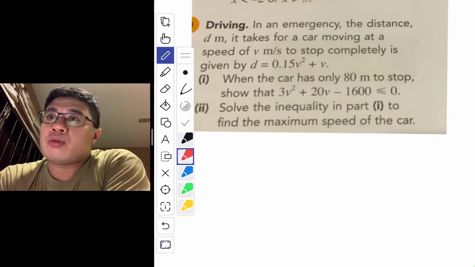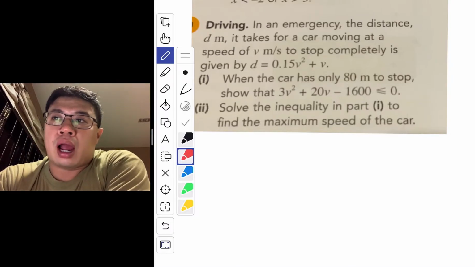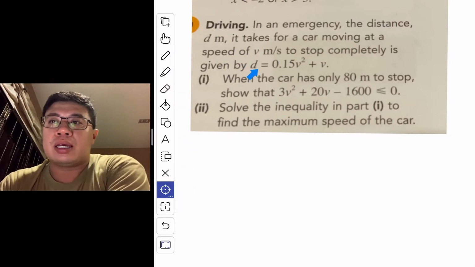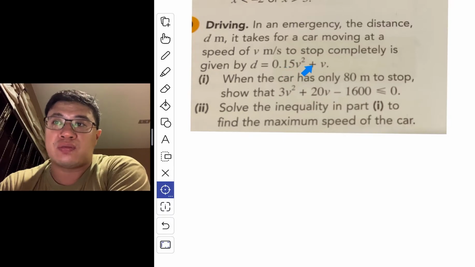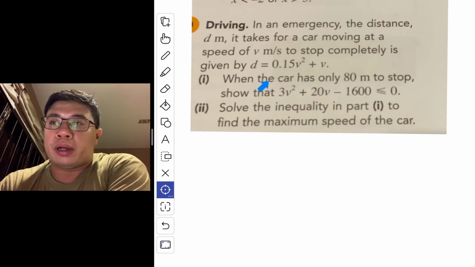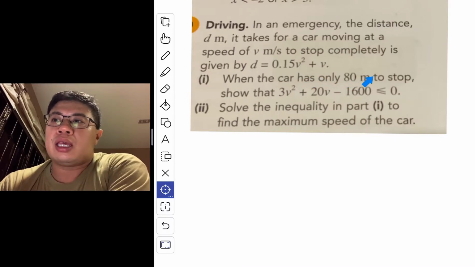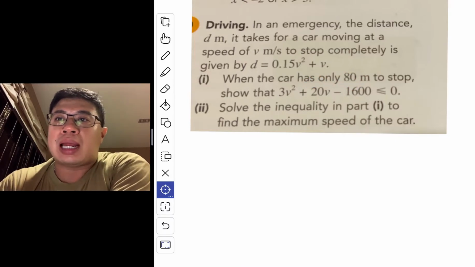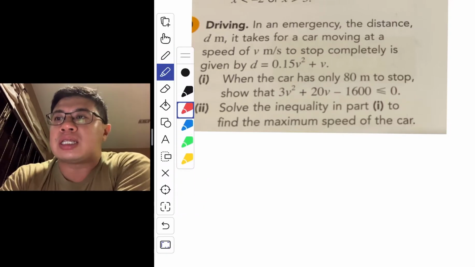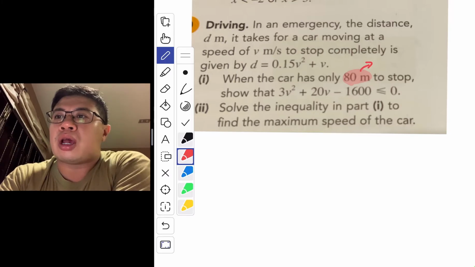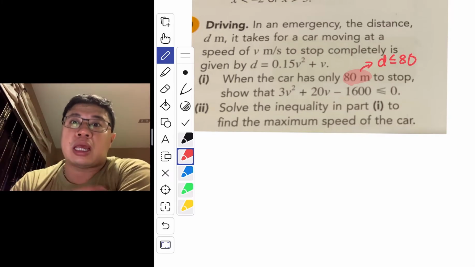An emergency, right. The distance it takes for a car to stop moving completely is given by d, the distance d equals 0.15v squared plus v. So in part 1, when the car has only 80 meters to stop, it means that your d has to be less than or equal to 80, because this distance of 80 meters is your braking distance, right? So it's basically telling you that our d at most is 80.